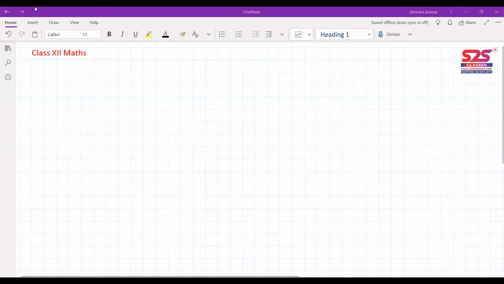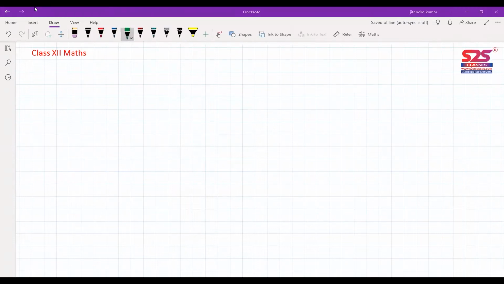So today we will start with the solution of simultaneous linear equations using matrices and determinants. This is basically an application of matrices and determinants. So we will start with the solution of simultaneous linear equations.